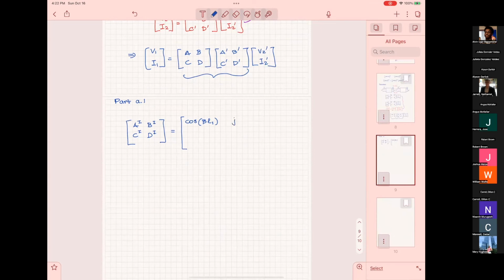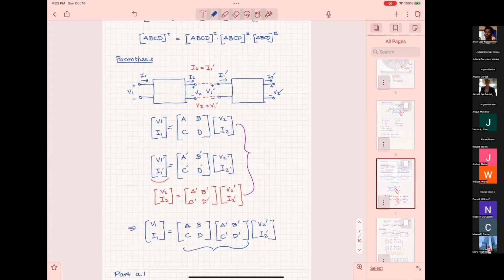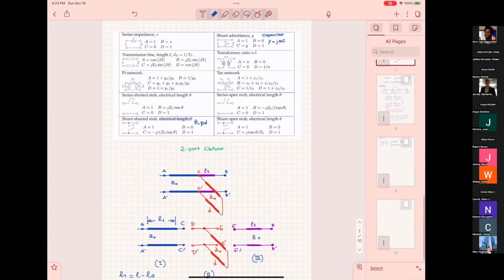And then I have j Z naught sine beta L1. I have j Y naught sine beta L1. And then I have a cosine beta L1. Am I correct? Let me see. Yes, so I'm correct here.